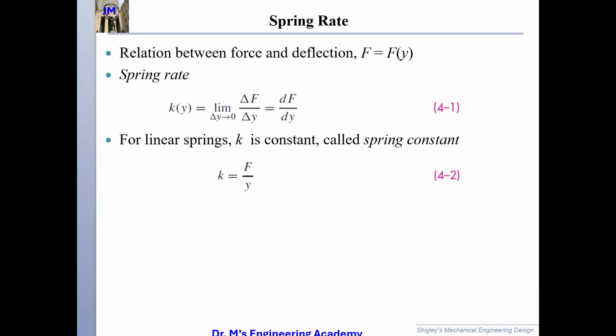The spring rate, we have a spring rate here. If F is a function of y, the spring rate is the derivative of F with respect to y. If this k is constant, we can just write F equals k y. This is what we call the spring constant, or the spring rate. Questions? We know that, right?